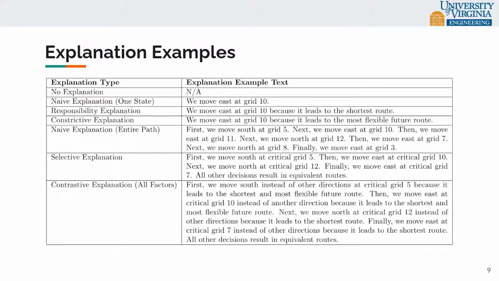Once we've mathematically defined each contrastive explanation concept, we create a corresponding explanation for each. As you can see, the responsibility explanation deals with explaining why the action occurs, while the constrictive explanation shows the flexibility of the action. The presented selective explanation shows only the most important states in the route. Our contrastive explanation combines all three of the previous factors and points out that this action is taken instead of other options. Each explanation has a naive counterpart to present with it.